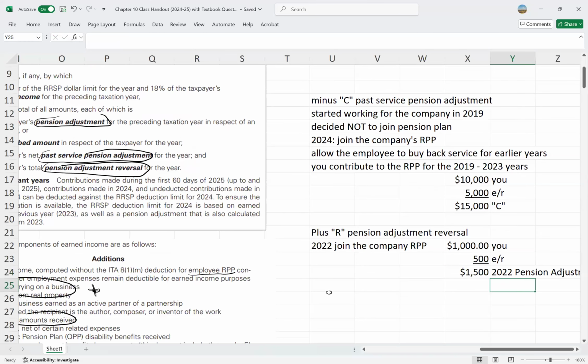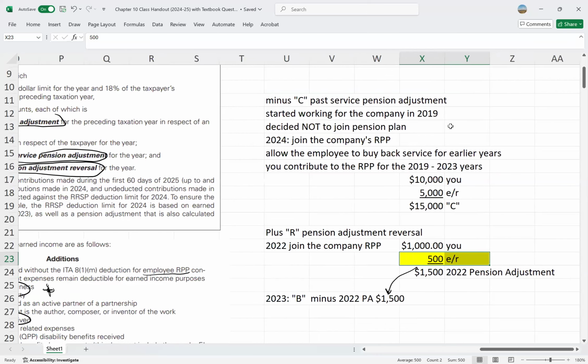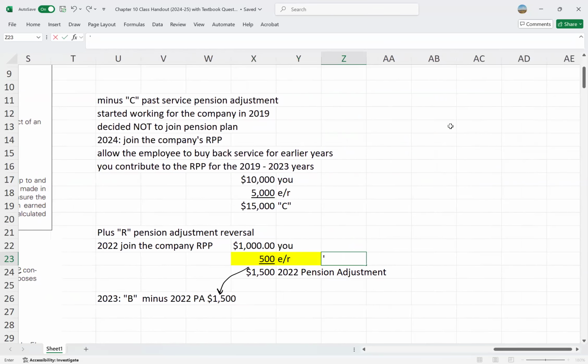And so that would come into play in 2023. So in 2023, when you're doing your B calculation, you would minus the 2022 pension adjustment of 1,500. So minus meaning that it reduces your B amount, your overall RSP deduction limit for 2023. That's fine. The only thing about this employer portion here is that usually there's what we call a vesting period.